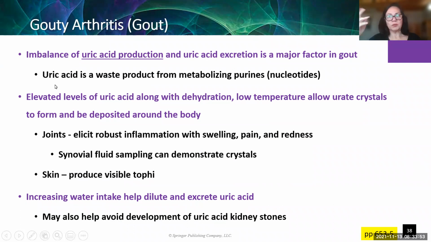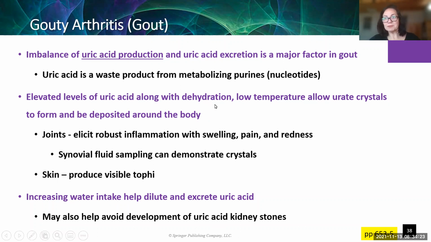Uric acid is normal. We have it in our bodies. It's a natural waste product from metabolizing purines. Purines, you may remember, are the nucleotides that have two ring structures. Let me see, it's the adenine and guanine. Yeah, adenine and guanine in DNA, it's also the A of ATP. So those are the purines. So clearly all of us have purines.